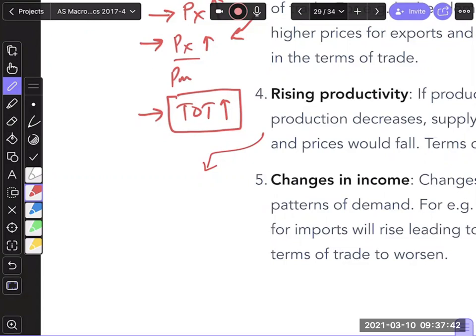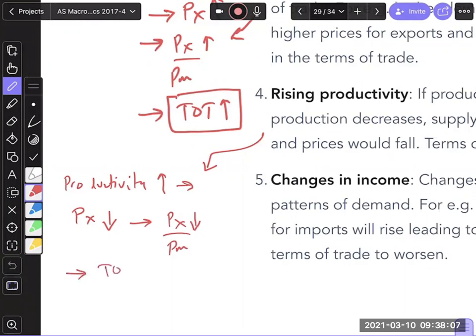Very good. Good job. So productivity goes up. The price of exports should go down. Isn't that true? Why? Because that's what we learned, that higher productivity will make your good cheaper, which is a good thing, because that would mean our goods are becoming more competitive. But what happens to my terms of trade as a result, guys? PX over PM. What happens to PX? PX will fall, but the terms of trade will also go down.